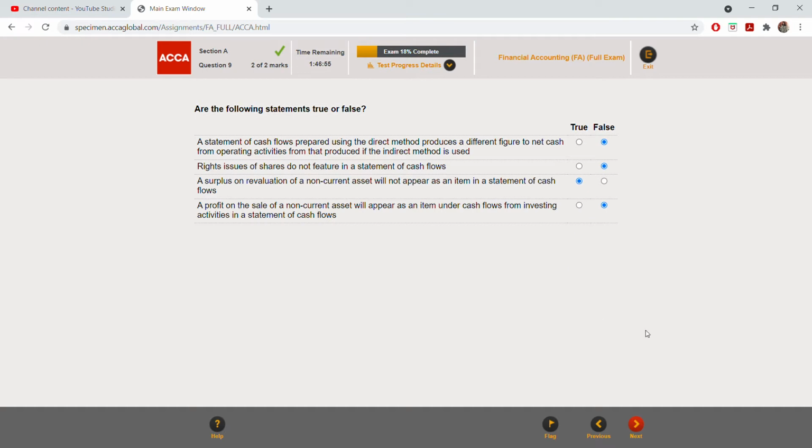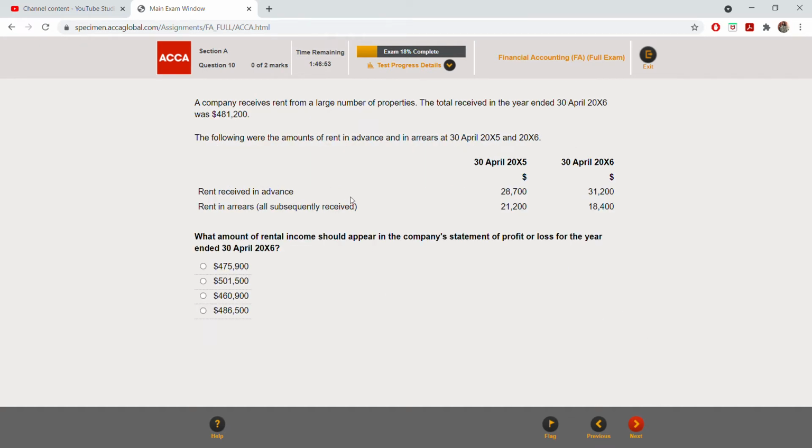Okay, next. A company receives rent from a large number of properties. The total rent received in the year ended 30th April 2006 was this much. Date is very important when it comes to financial accounting. The following were the amounts of rent in advance and in arrears at 30th April, all subsequently received. Now, what amount of rental income will appear in the company's statement of profit or loss for the year ended 30th April 2006? Okay. So for this, you can quickly make a T account.